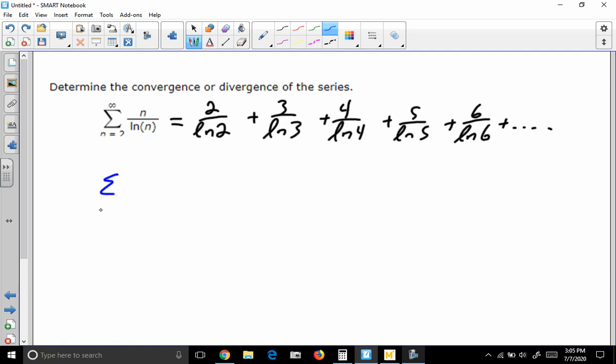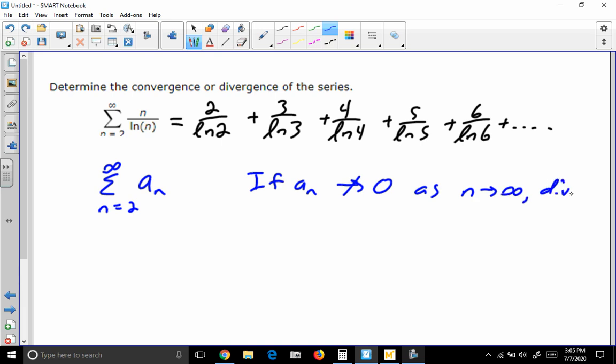So we have some series generated by a sequence, and we're going to call that a sub n. If a sub n does not go to 0 as n goes to infinity, then our series diverges. What do I mean by that? In order for this to converge, then as time goes by, our terms have to be getting smaller and smaller and smaller, and not just smaller, they have to be getting closer to 0.